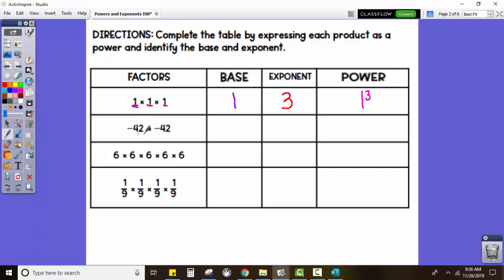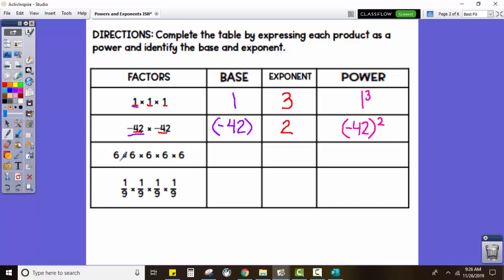Okay, next one. I look at the number that's being multiplied over and over again, -42. So my base is -42, and we're going to put it in parentheses. Anytime you have a number that's negative that's multiplied over and over, put it in parentheses, and I'll explain more about this later. The exponent then is how many times. So I can see it's 2 times here. So I have a 2 for my exponent. So for my power, I have -42, in parentheses, to the 2nd power.